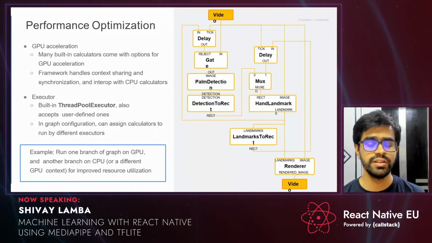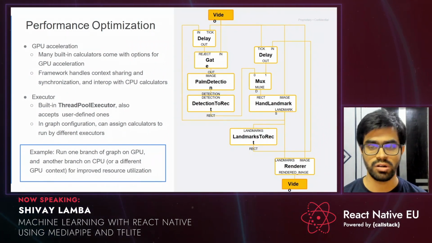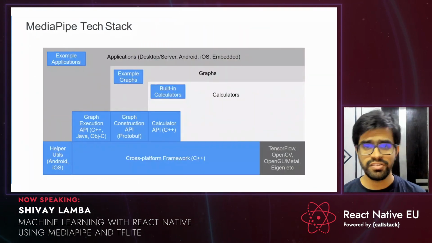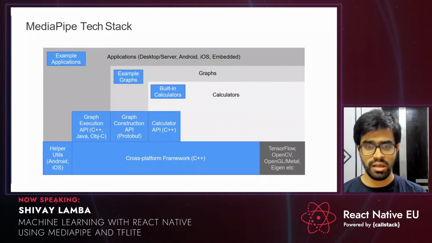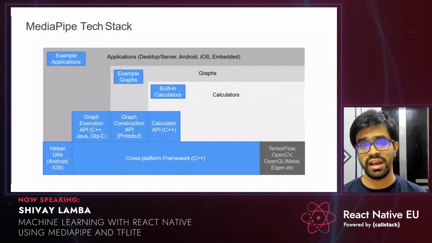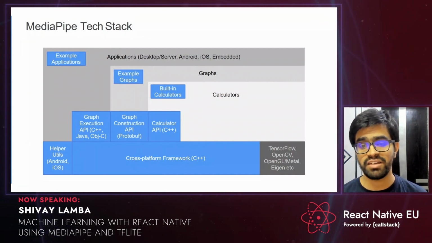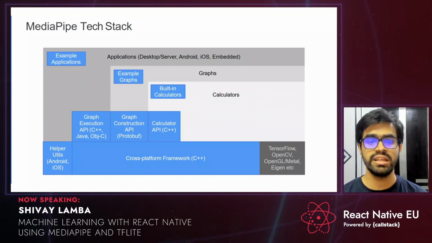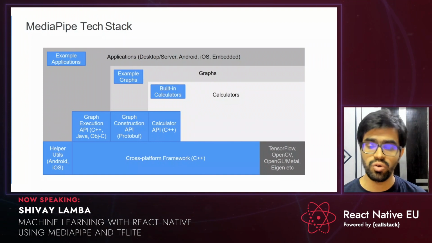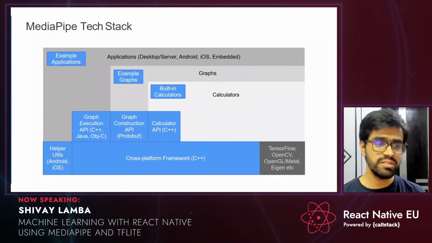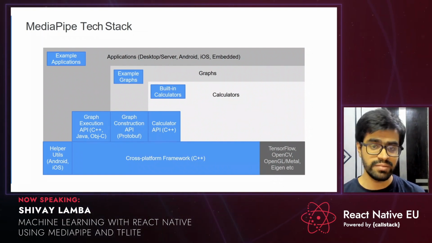And that is why we can also use a lot of different techniques to optimize the performance of our models as well. And if we just look at an overview of what the MediaPipe tech stack looks like, at its core we have this cross-platform framework that has been written in C++, and it has support for interacting with things like TensorFlow and OpenCV. So it comes with helper utilities from TFLite that can be utilized, right?